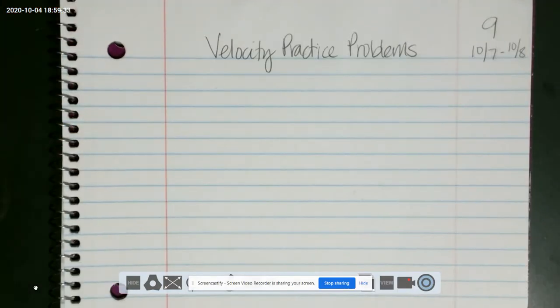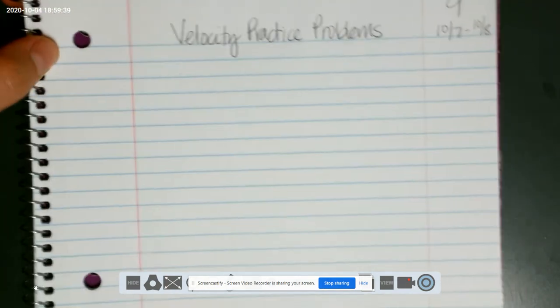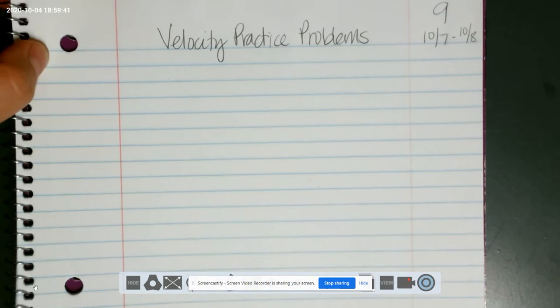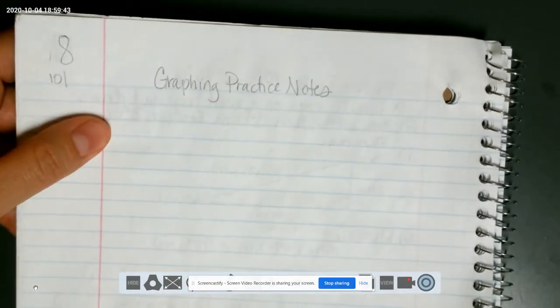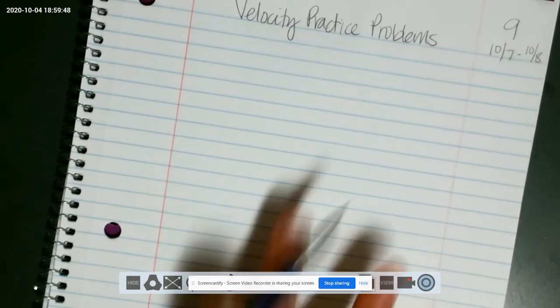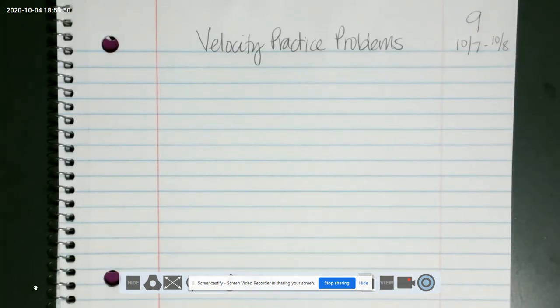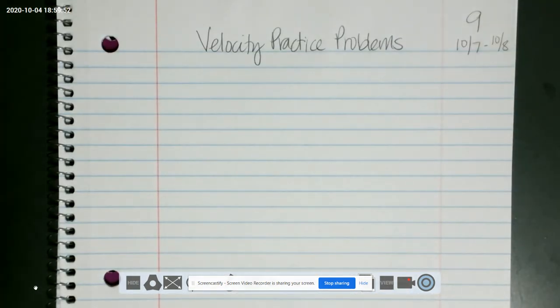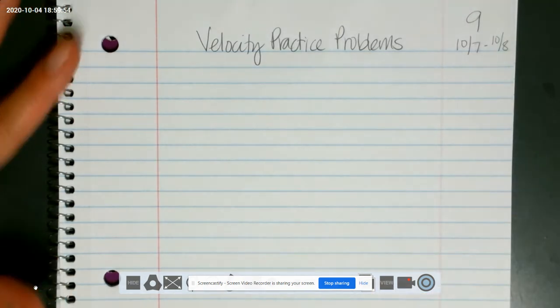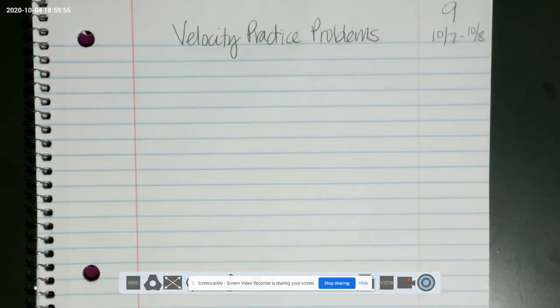Okay, so today we are going to talk about solving for velocity. And before this, in the video before this, Mr. Peterson talked to you about graphing practice. So any notes you wrote down for that, make sure that you leave them on the previous page, and this is the next page. I'm on 9. I put the date as 10/7 or 10/8, just depending on what day you decide to do it. Doesn't matter to me.